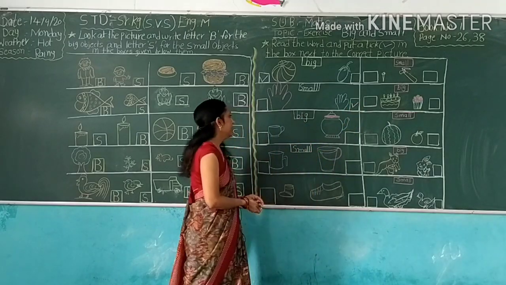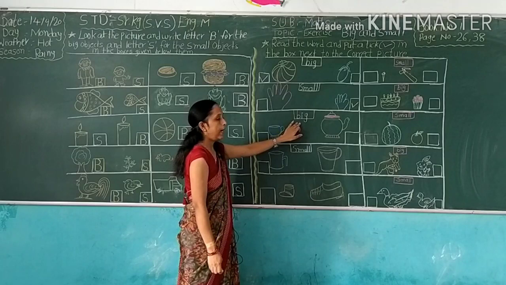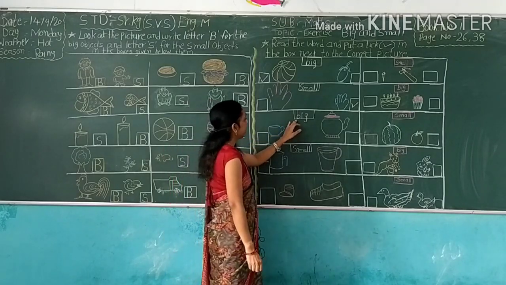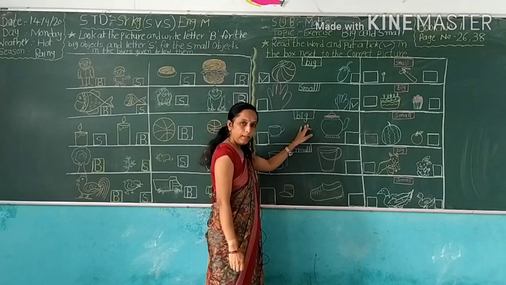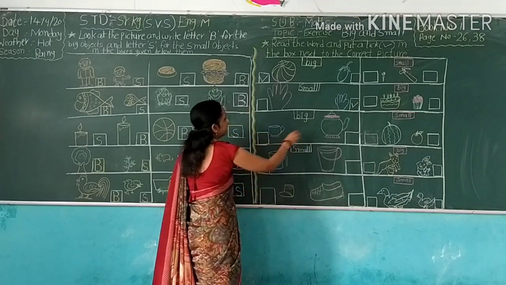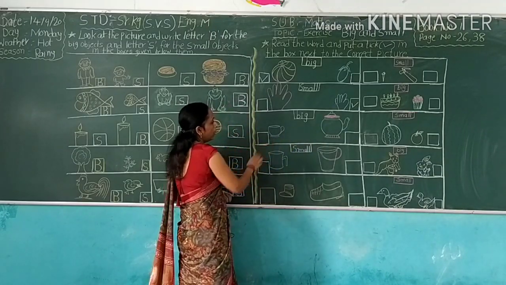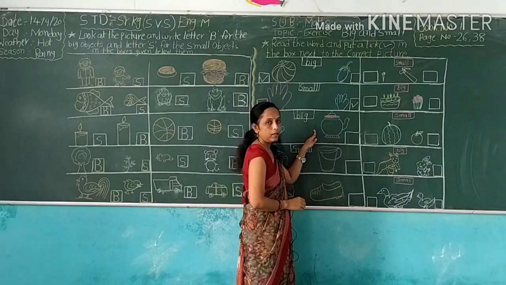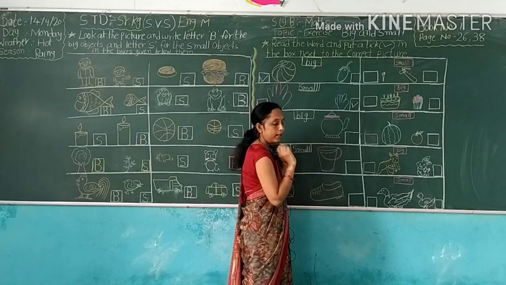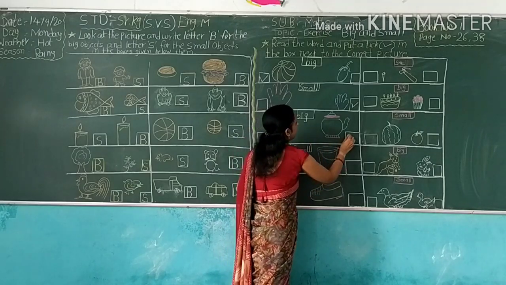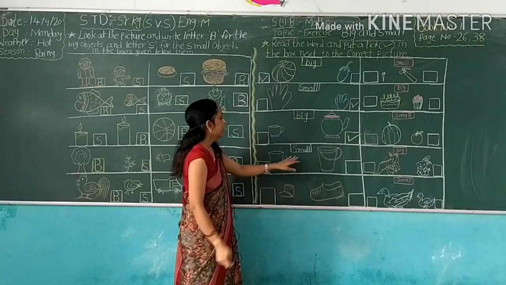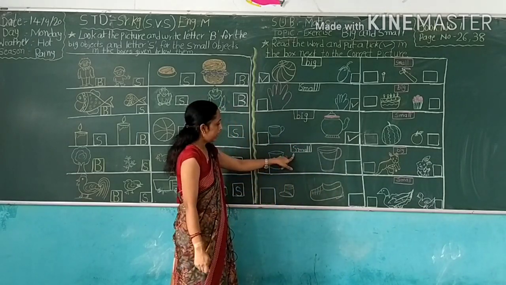And here we write B-I-G. Big. Which word is written here? Big. B-I-G. So which object is big here? Cup? No. Cup is small object. So this kettle? Yes. Kettle is big. So here write big object. And which word is written here?